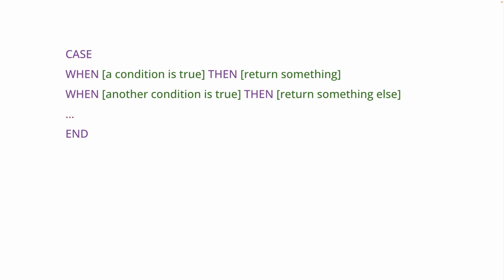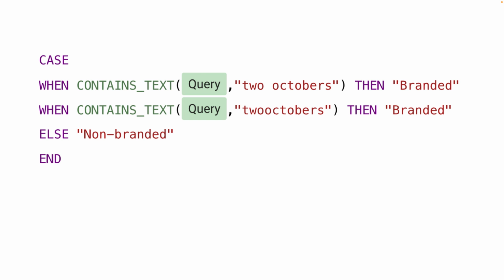So this is a general example of a case statement. The idea with a case statement is you can sort of think of it like when this is the case, then do this. When this other thing is the case, then do this. So the structure of a case statement looks like this. You have a bunch of when-then conditions that behave a lot like if-then statements, if you're familiar with those. Like if this is true, then do this. In this case, the then is just returning a value, and that's going to be the value of that column in the data. So let's have a look. This is the case statement we're going to create to identify branded and non-branded traffic.